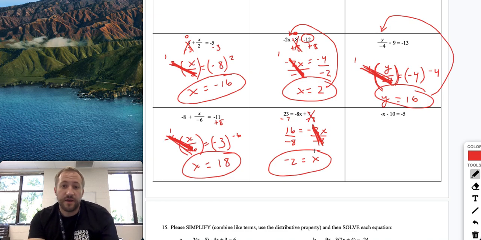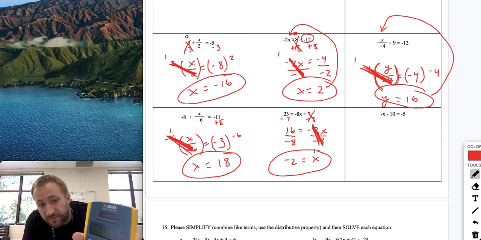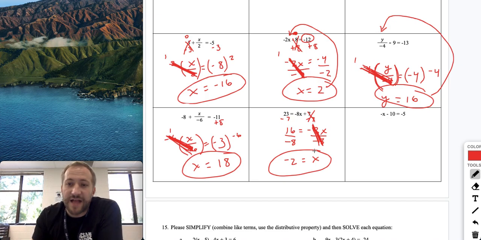Go check your work. Go substitute negative 2 in for x in the original equation. So I'm going to put negative 8 times negative 2 plus 7. And it gives me 23, which is exactly what I wanted. I know I did it correctly. Let's look at the last equation over here.